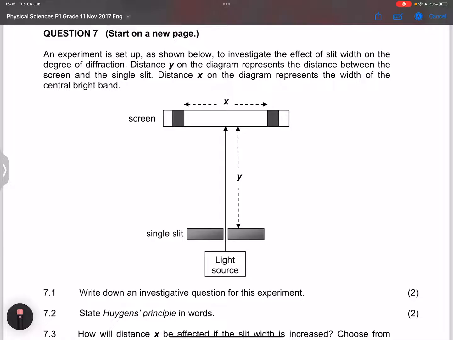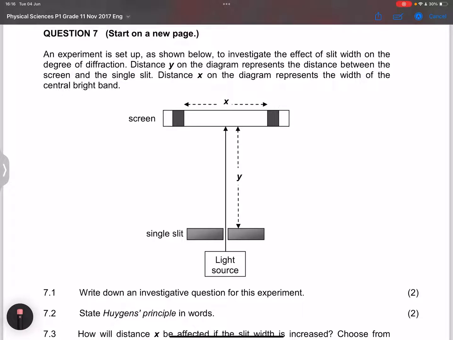So remember that an investigative question must not be answered with a yes or no, meaning you must ask an open question, and please do not forget to have a question mark at the end. Otherwise, it does not become a question.